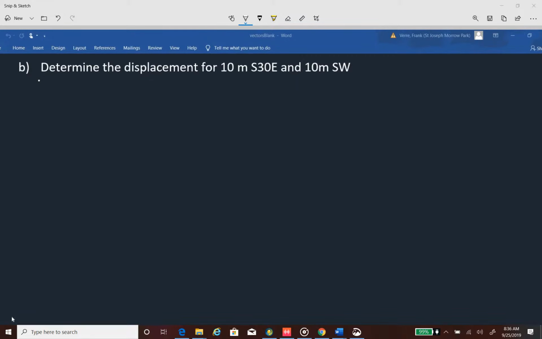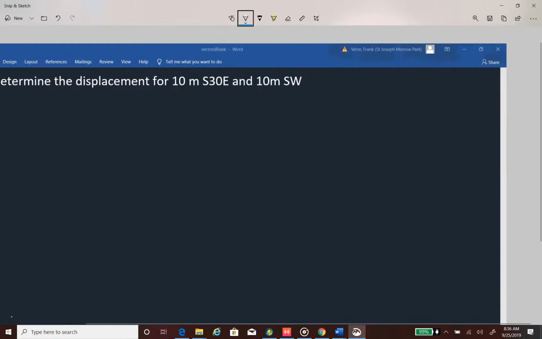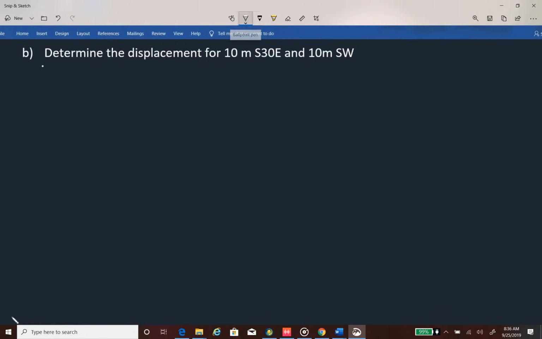Hi ladies, you are my favorite students, and today we are going to figure out how to add two vectors. So we are going to add this vector and this vector. Let's start with the first one, that's 10 meters south, 30 degrees east.